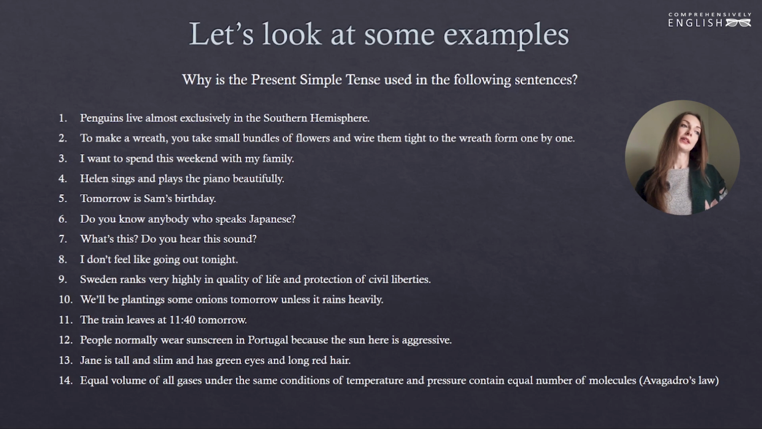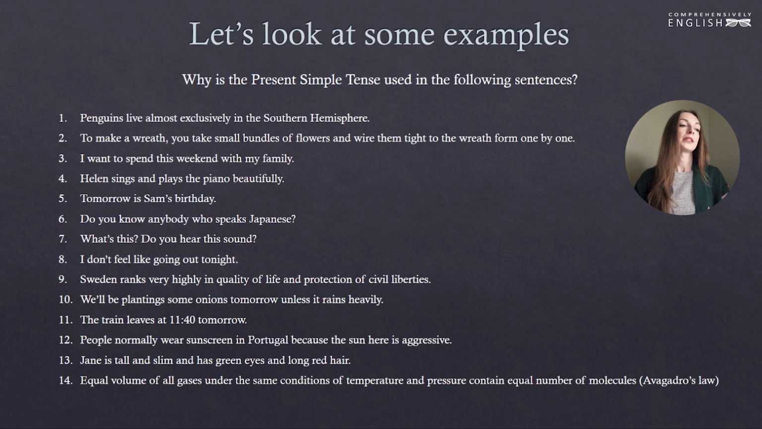We'll be planting some onions tomorrow unless it rains heavily. As I have already mentioned, we cannot use the future tense, actually any future tense, in the subordinate clauses of time and condition. Unless it rains heavily, it's a conditional clause. So we must say rains, not will rain. We must use the present simple tense when we speak about real conditions in the future.